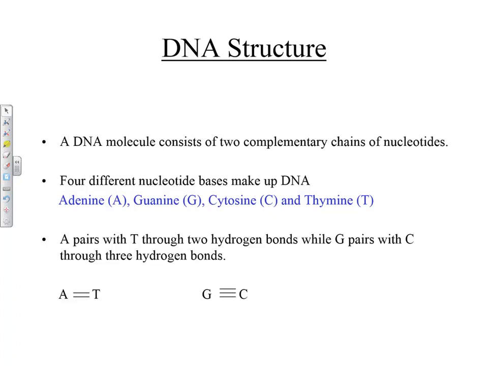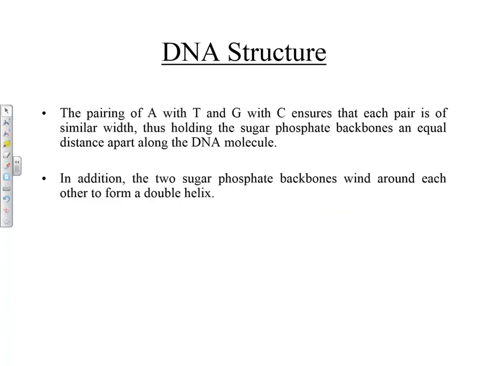So I'll quickly finish up this part and then we'll stop. A DNA molecule consists of 2 complementary chains of nucleotides. 4 different nucleotide bases make up DNA: adenine, guanine, cytosine, and thymine. A pairs with T through 2 hydrogen bonds, while G pairs with C through 3 hydrogen bonds. If you want to delve deeper into the reason, it is there in the literature, in the public. Even Google might have it. Wikipedia, whatever. They'll have that information.